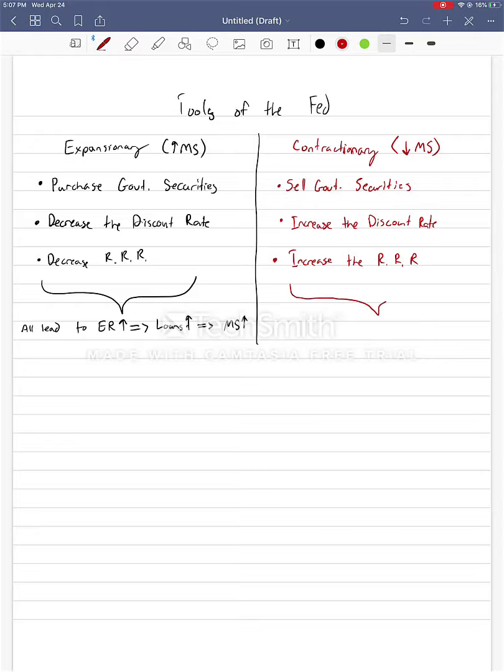All three of these contractionary actions, selling government securities, increasing the discount rate, or increasing the required reserve ratio, lead to excess reserves going down. And as your excess reserves go down, loans go down, and the money supply decreases.